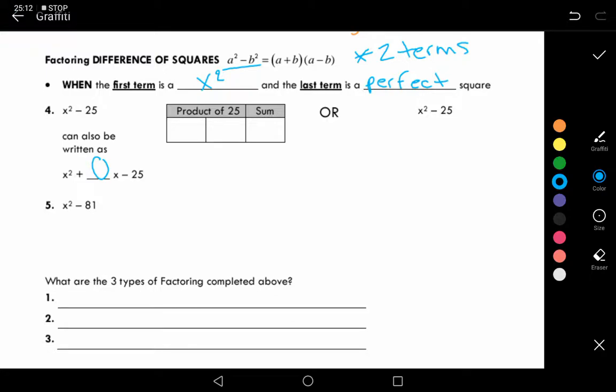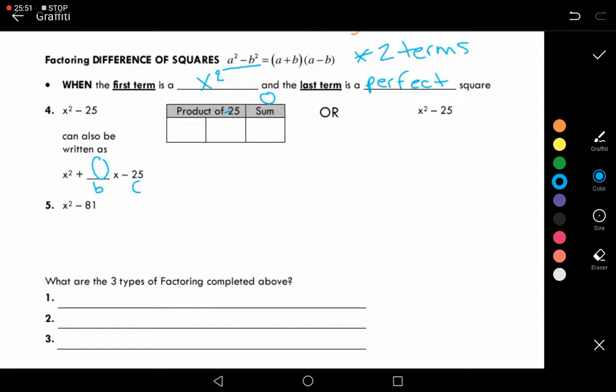Once we write this as a trinomial, we know exactly what to do, right? Because we learned how to use our chart. So I have to find two numbers that multiply to give me negative 25 and add to give me 0. Multiply to give me C and add to give me B. One of those numbers is going to have to be negative, because a negative times a positive gives me that negative number.